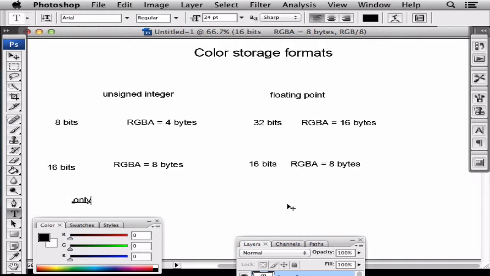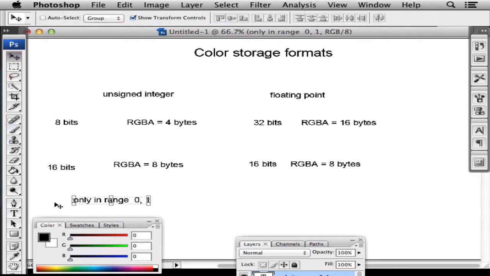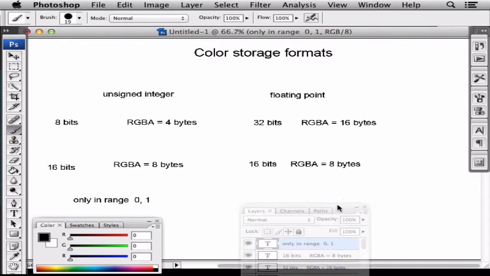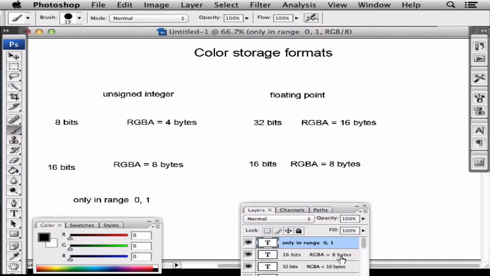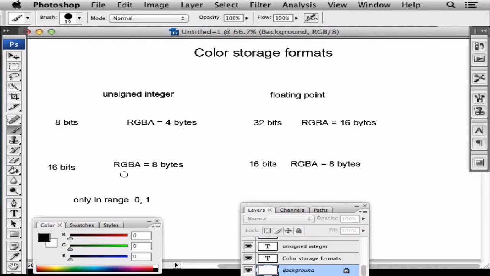Of course, the ranges are different. These values, this 0 to 255, actually represent the color value of 0 to 1. So it's implied that it's divided by 255 when we look at these values, like when I do it in the color picker in Photoshop here.